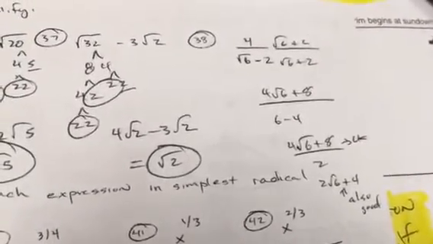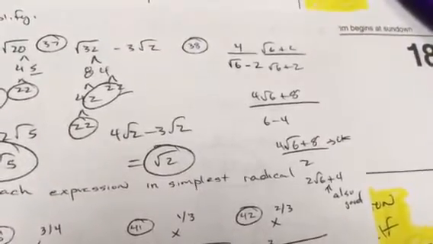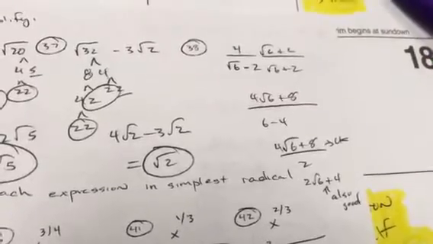You need to multiply top and bottom by the conjugate of the denominator. This is also one of the harder ones. Multiply top and bottom by root 6 plus 2. You get 4 root 6 plus 4 times 2 is 8. Root 6 times root 6.